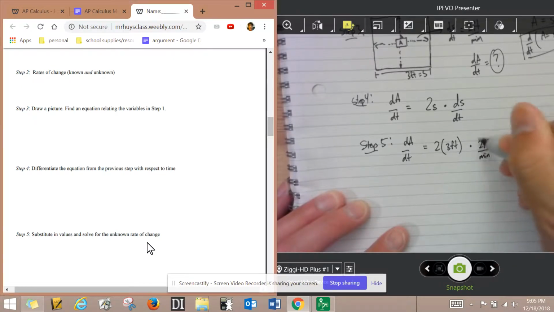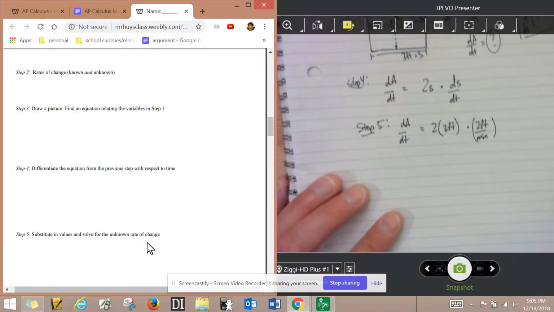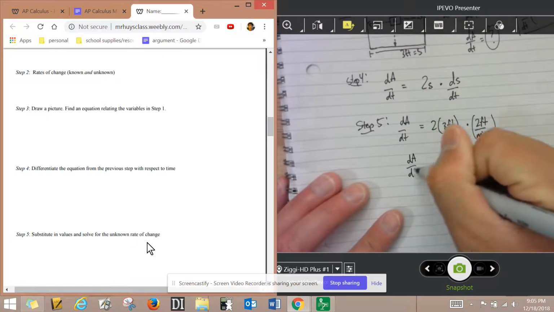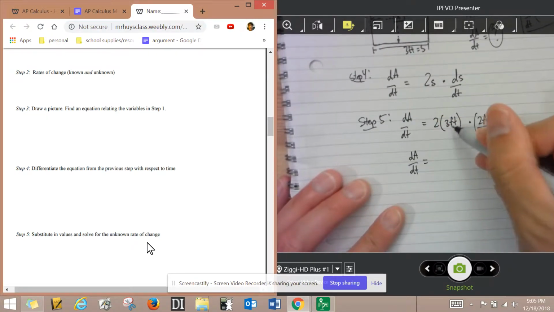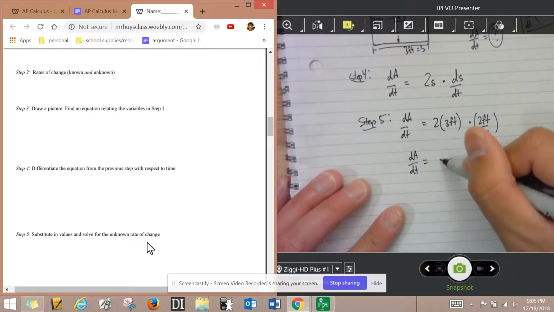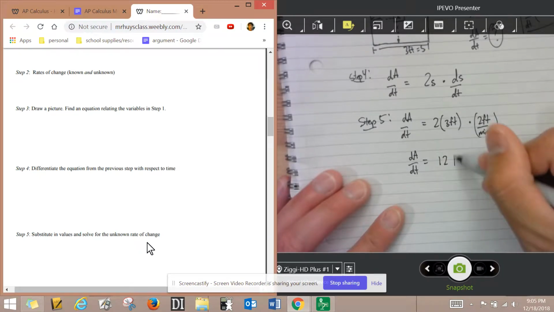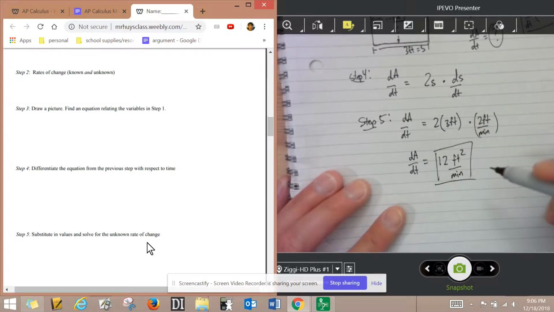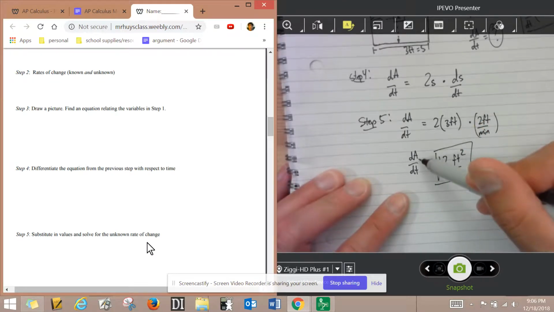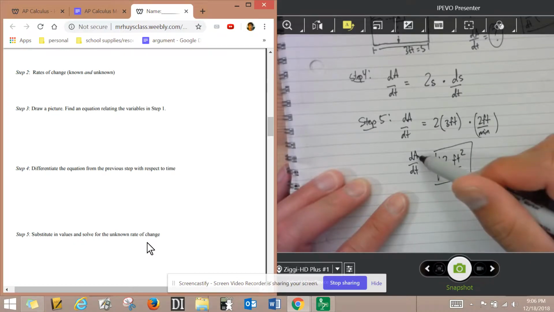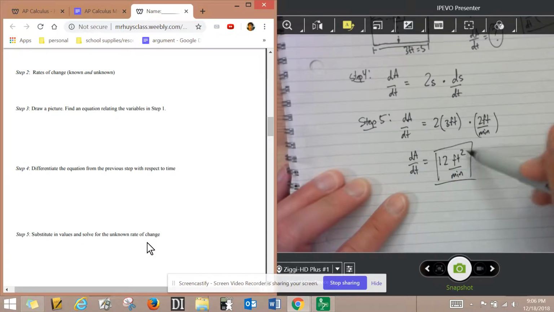Remember, I think it's very important to get the units right, because look what you end up with. dA over dt is equal to 2 times 3 times 2. That should be 12. Feet times feet is feet squared per minute. Does that make sense? I think it does. The rate of change of an area should have an answer that has feet squared, which is area, and how fast the feet squared is changing per 1 minute. So that totally makes sense.